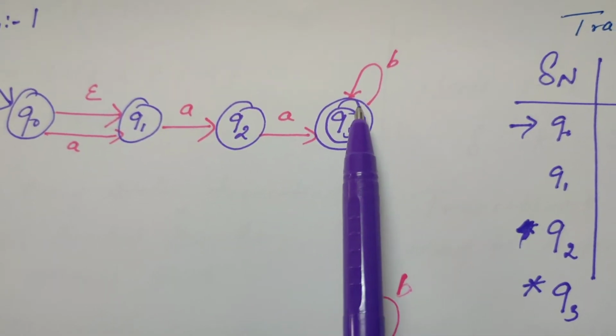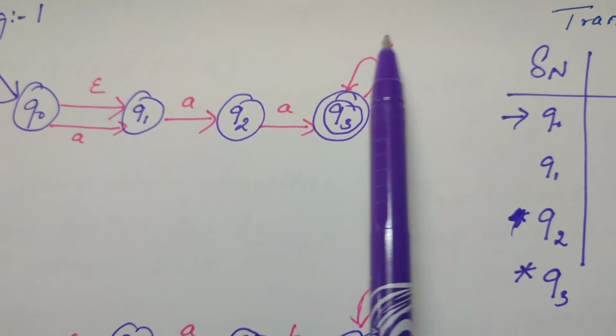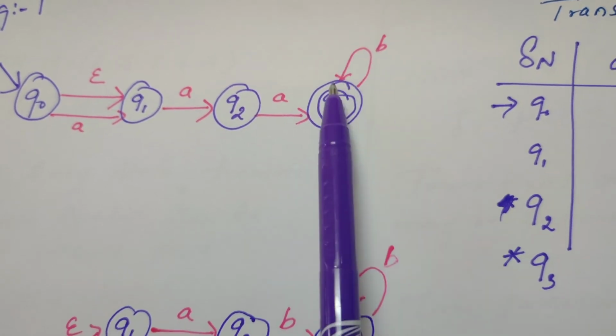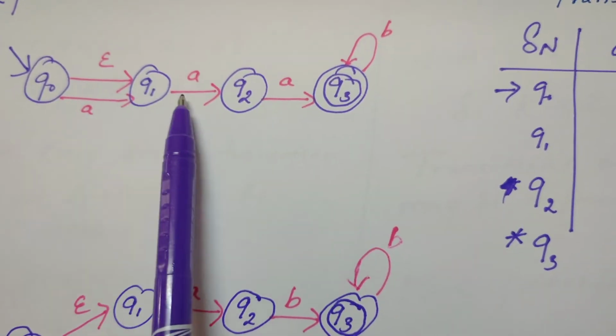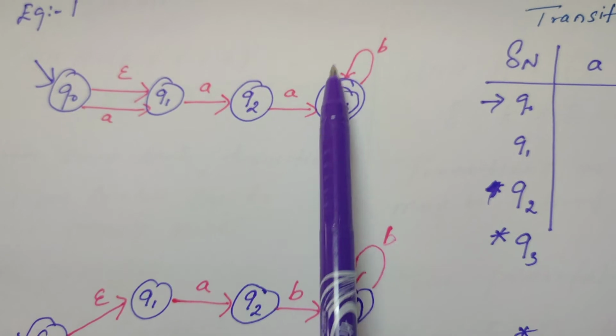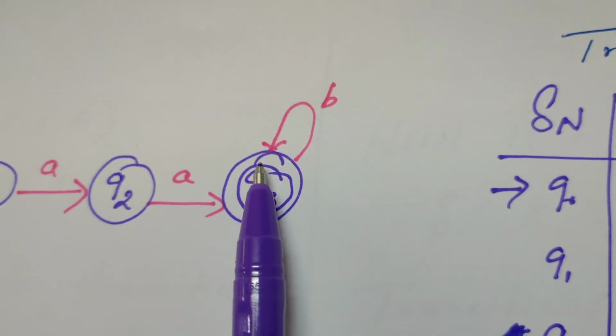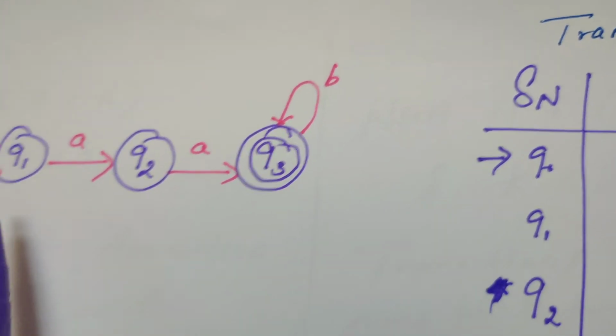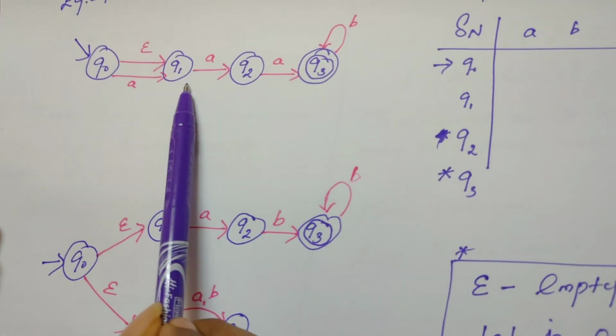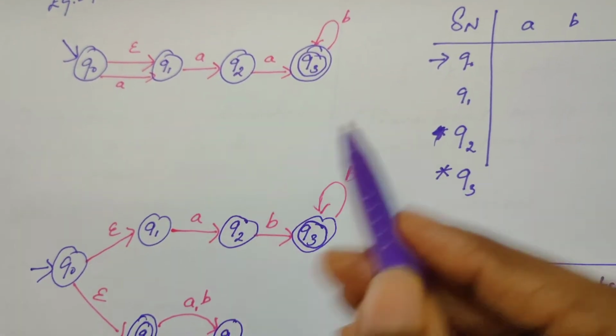Then from Q3, it reads 0 or more number of Bs. That is the meaning of this self loop. These are all called forward transitions, and this is called a self loop. A transition to the state itself is called a self loop. So let us write the transition table for this given transition diagram.